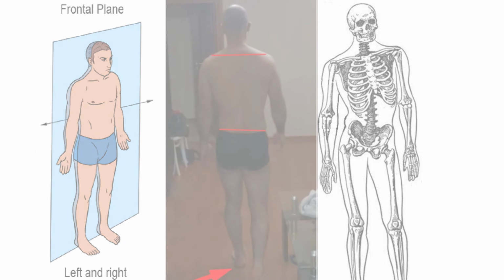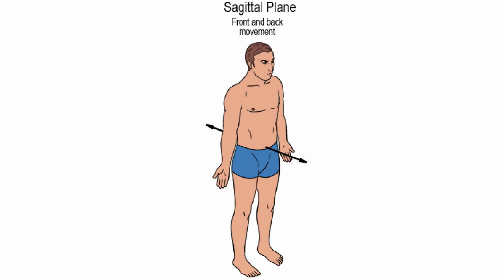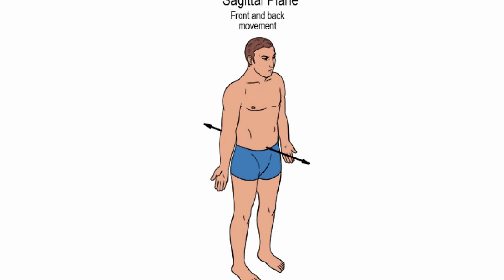When you see a hyperextended body or a sway back posture, it's considered a sagittal plane issue. This means the body cannot correctly alternate between back and front direction, or between states of extension and flexion.